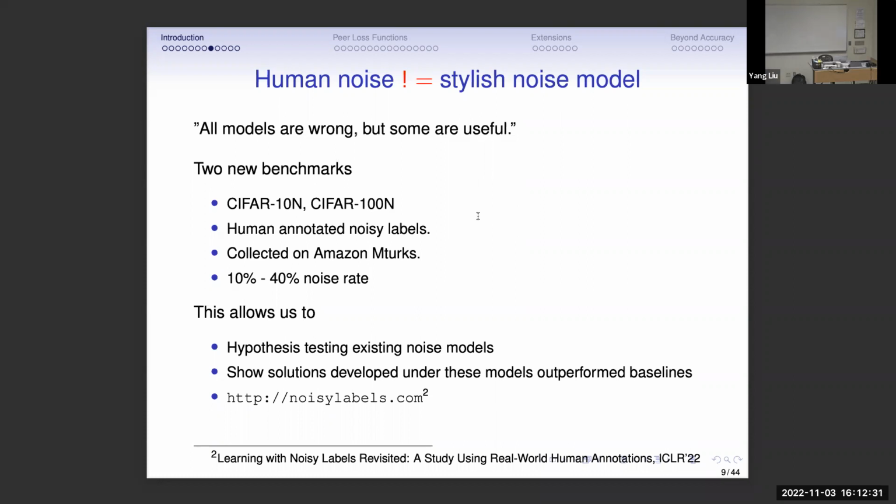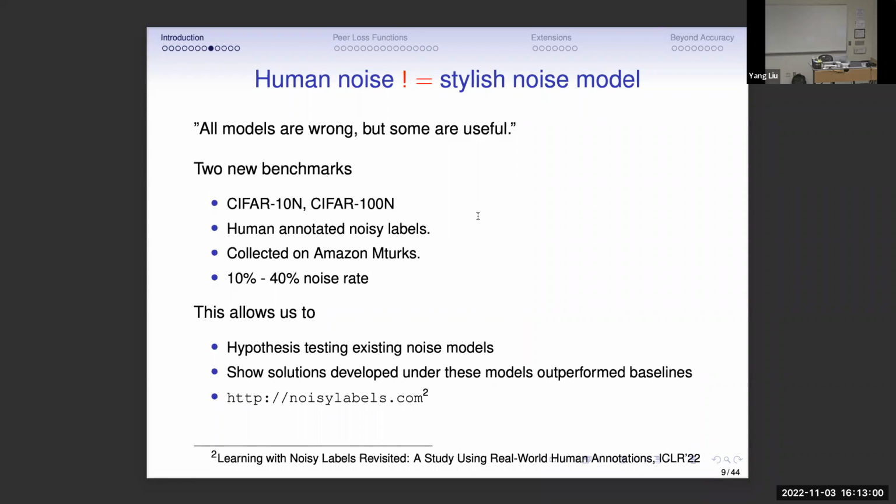The first one is that human noise patterns are more complicated and shouldn't be equal to stylized noise models. This is verified. But we had a second hypothesis, which I refer to as all models are wrong, but some are useful. Even though the noise model is wrong, the methods developed under this model are going to be helpful. They're going to outperform the baselines significantly. So those are the two hypotheses I had.